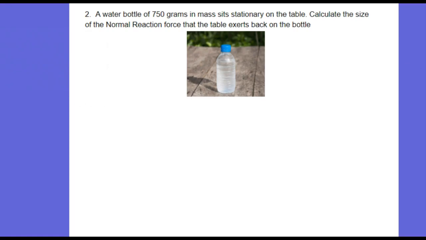Okay. Now, one more. The first one was more complex and harder. The second one, a lot more straightforward. Okay, so a water bottle of 750 grams in mass is sitting stationary on a table. What does that mean, sitting stationary on a table? It's just sitting there, it's motionless, it's not moving.